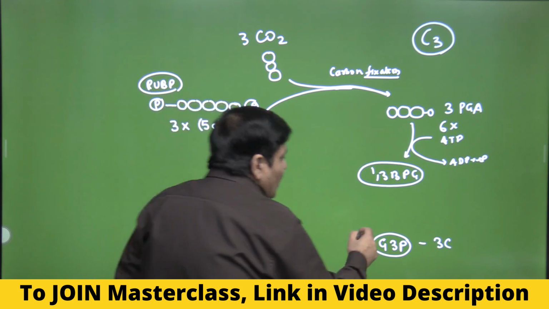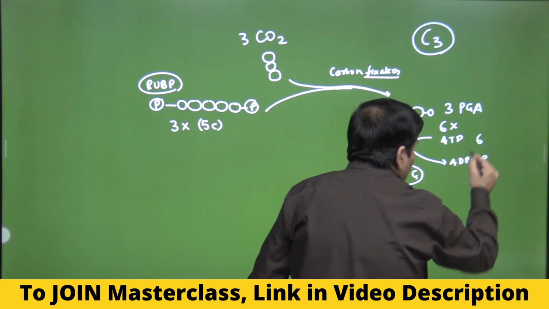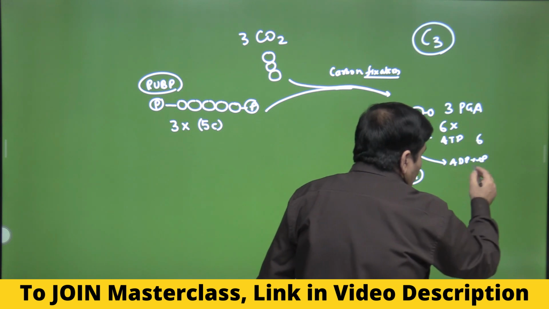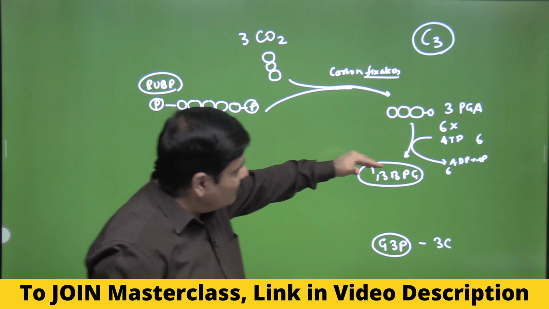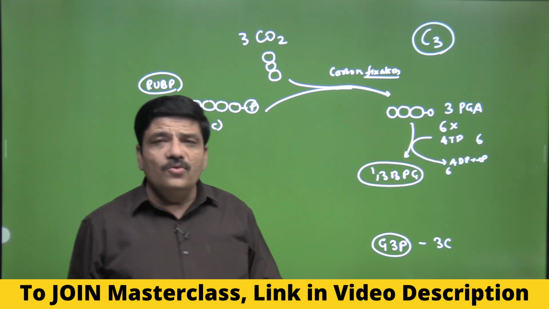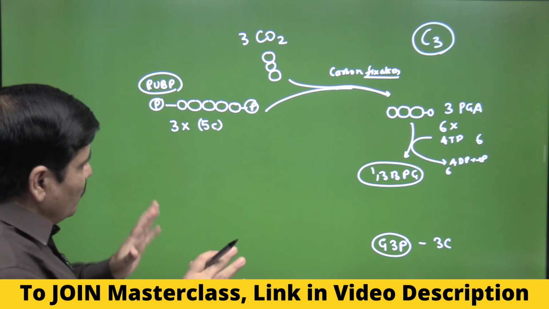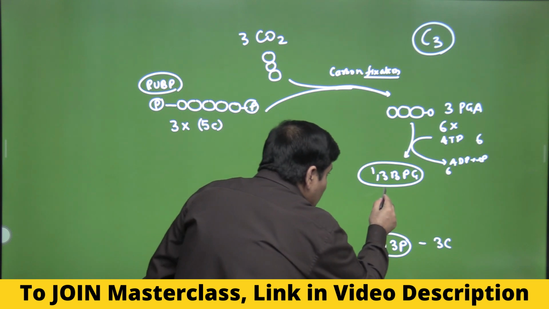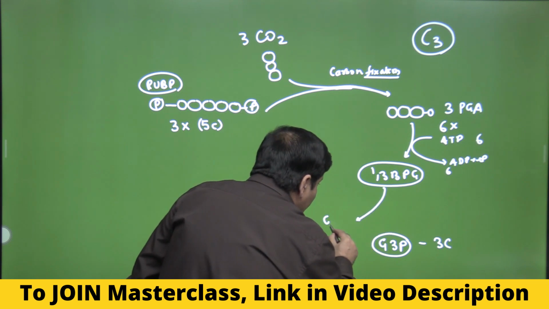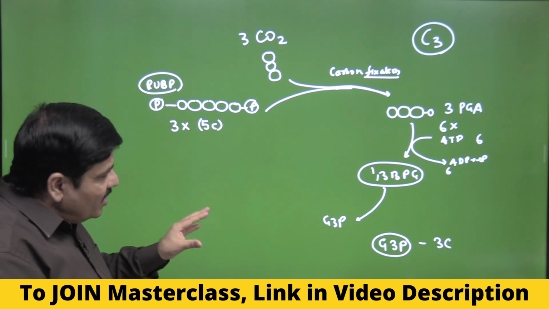Now the reduction will happen. For reduction you require reducing power. Obviously you will be using 6 ATP molecules, and 6 ADP will be formed. I hope this is absolutely clear. One for each molecule of the 3-PGA. This is, I think, now very, very simple. Now you have to reduce this thing. You will reduce this into G3P.